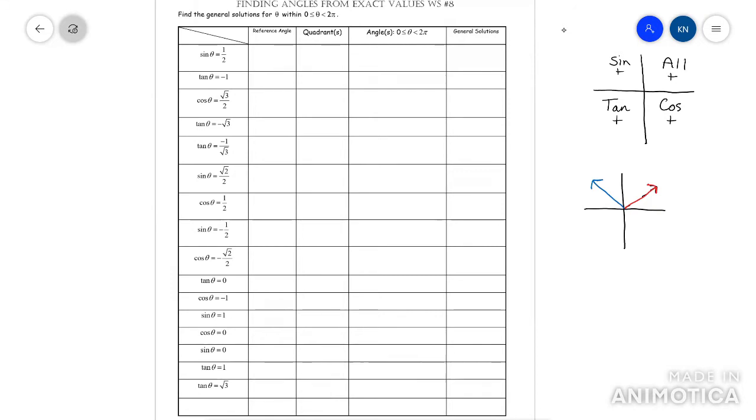The red would be whatever angle, and then the next time it would repeat is after a full loop. So angle plus 2 pi. The blue would be this angle. And then the next time it would repeat would be after a full loop. So after 2 pi.